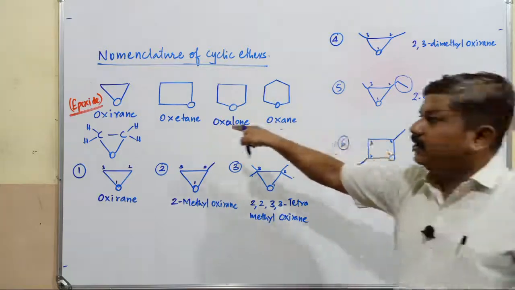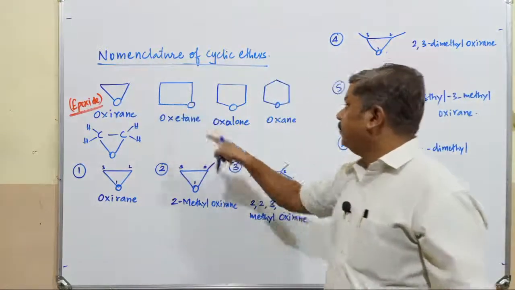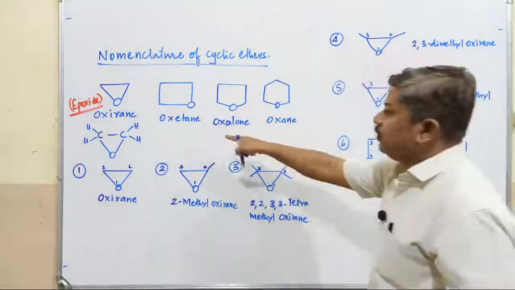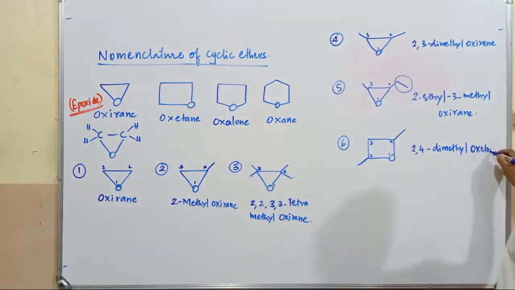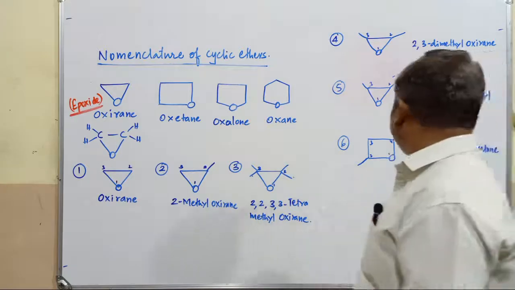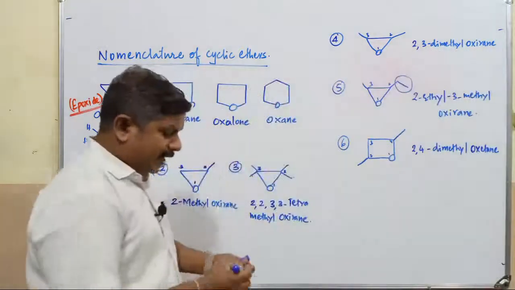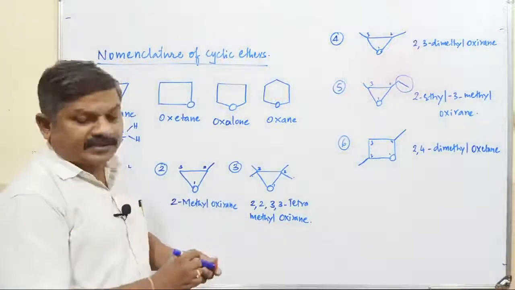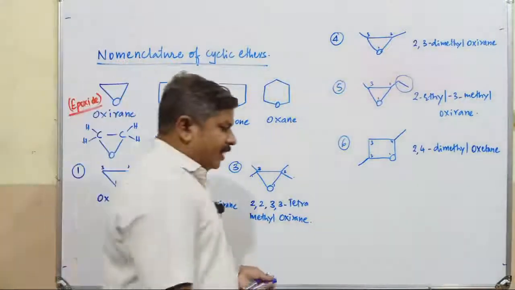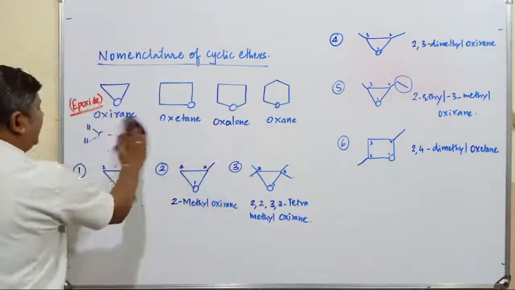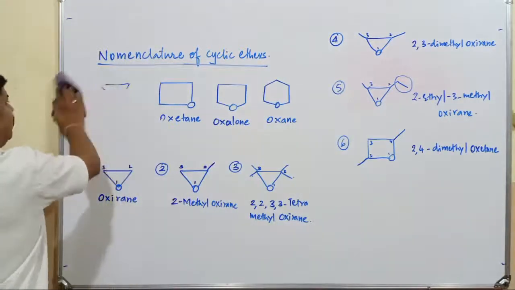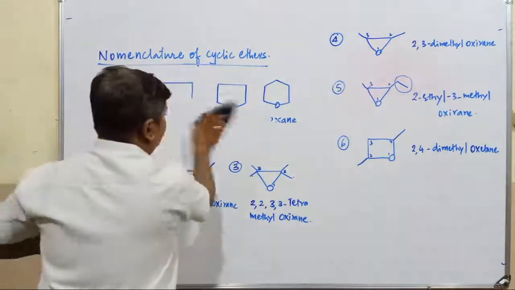Oxirane must be used for how many membered? 3 membered. This is a 4-membered cyclic structure. What's the common name for this one? It is oxetane compound. So the name of this ether is going to be 2, 4 dimethyl oxetane compound. So that is the method which is applicable for the nomenclature of cyclic ethers. That is commonly called the oxirane method.